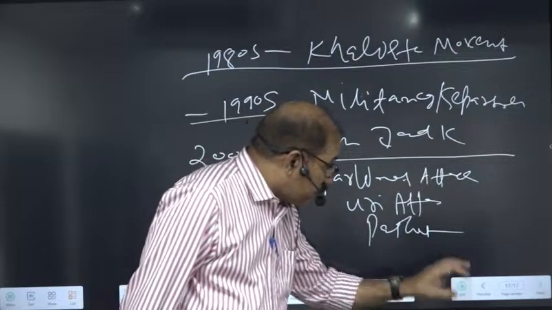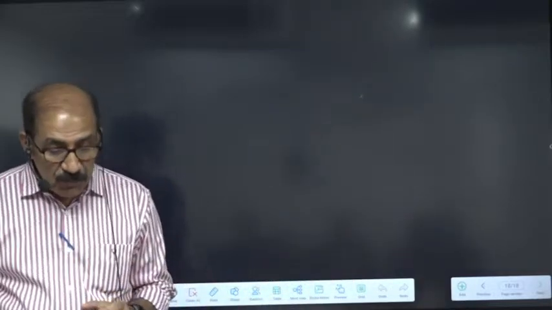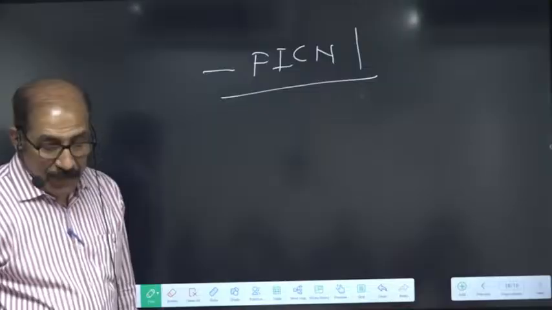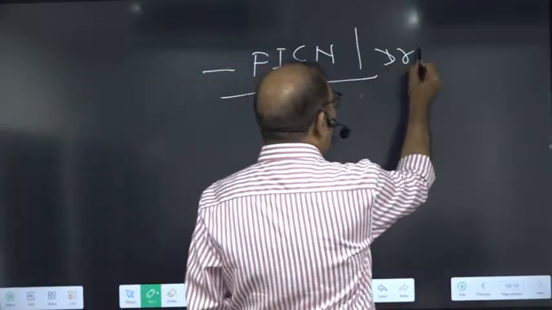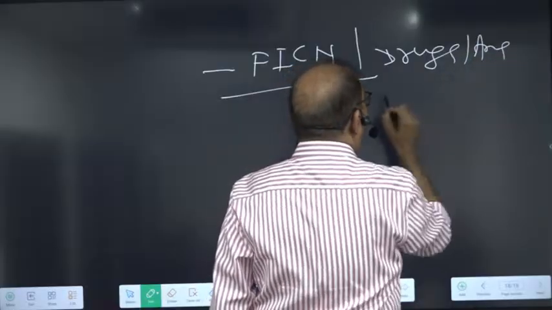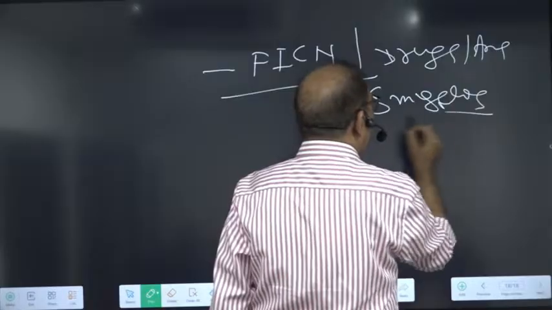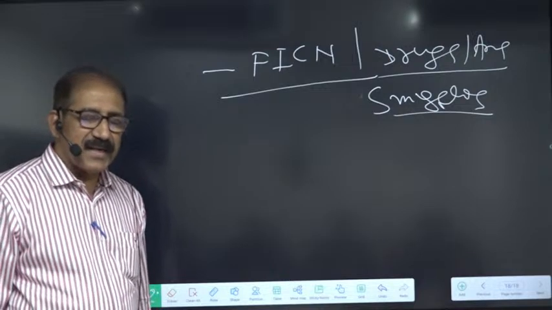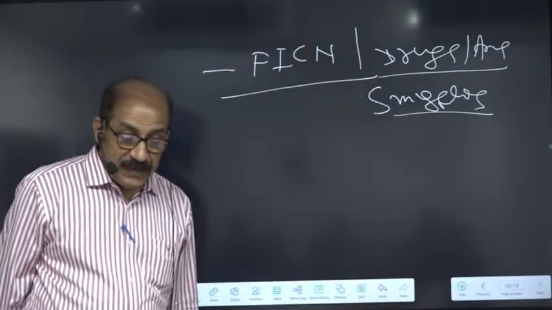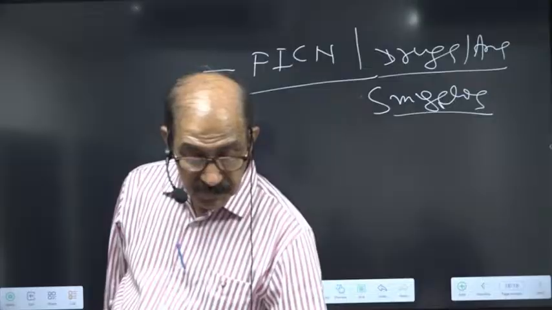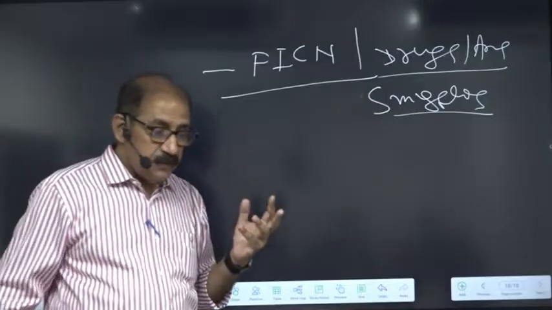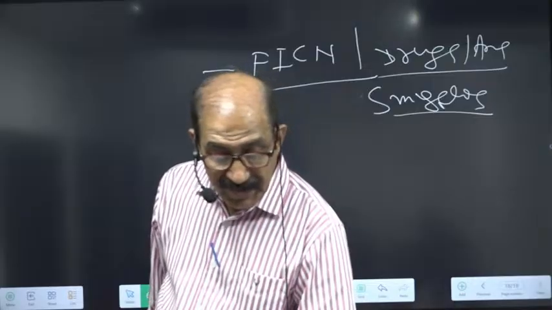Along with this problem of terrorism, some other issues started: FICN, circulation of fake Indian currency notes. That started in a big way. Drugs, arms smuggling, it became a recurrent feature. Fake Indian currency notes, drug smuggling, and so on and so forth. That is how we started having problems.